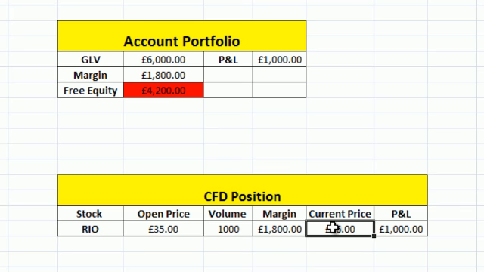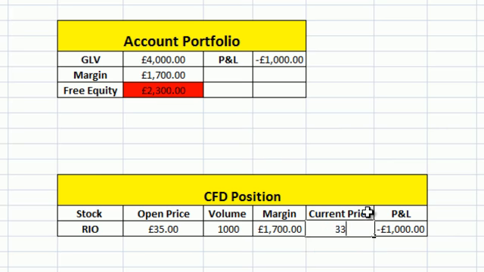Now, in the scenario where it goes down, so let's say it went down to £34 instead of up to 36, we've now wiped $1,000 off our P&L. Our gross liquidation value, so our account value in full, is now down 1,000 to £4,000. Our margin went down a fraction because the value of the position went down. But more importantly, the £1,000 loss actually came off our free equity and has pushed it down to 2,300. So you can see that's nearing 0. When that free equity figure equals 0 or goes even lower, that's when we're in a margin call.